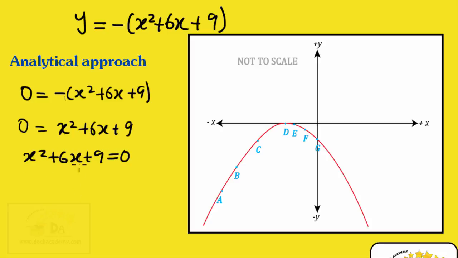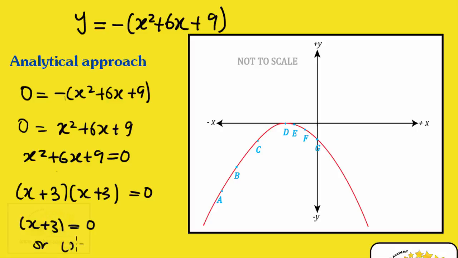This equation can be solved using the method of completing the square, or the almighty formula, or the method of inspection. Now that could potentially be a long procedure, but let's try the method of inspection. I'm just going to do it quickly. Now, the solution to this is x plus 3 equals 0, or x plus 3 equals 0.